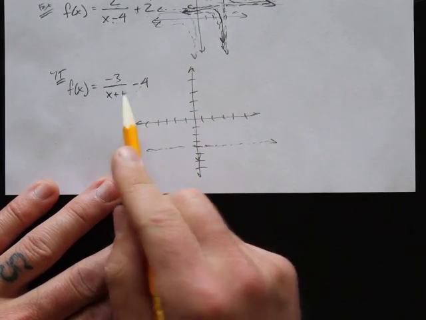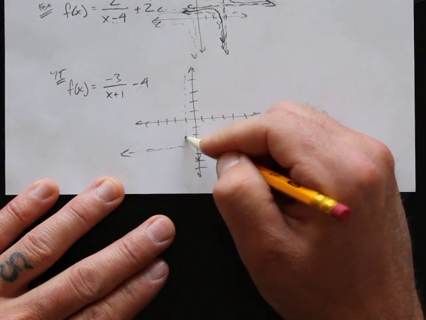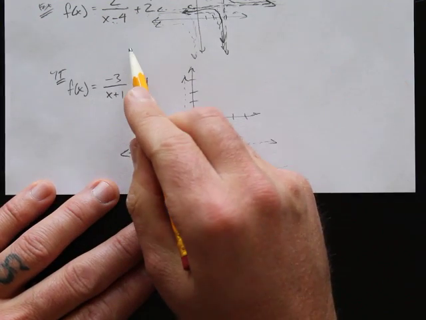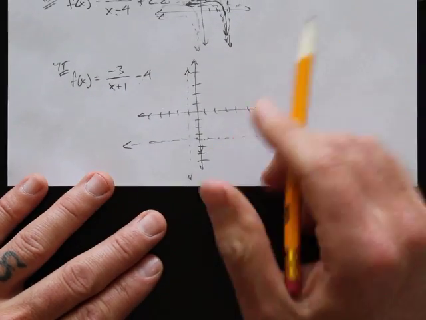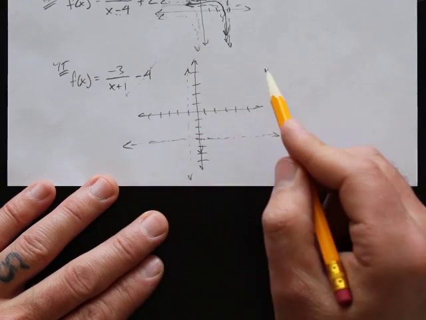Now, plus 1, that means my vertical asymptote is going to be here at negative 1. Oh, we didn't talk about the domain and the range. Oh, no, we didn't need to. Okay, we weren't asked to. We did these two things. Check, check. Now we need to do this negative 3 thing.